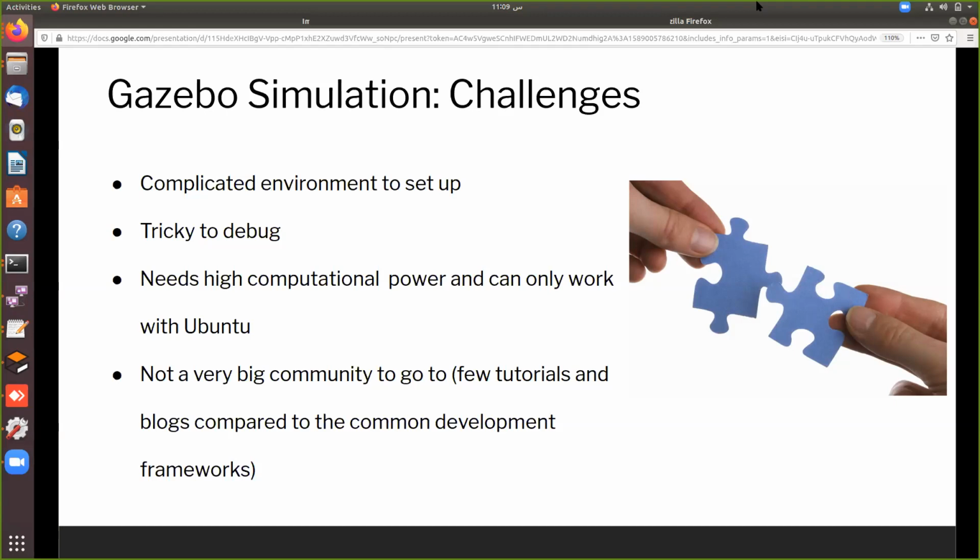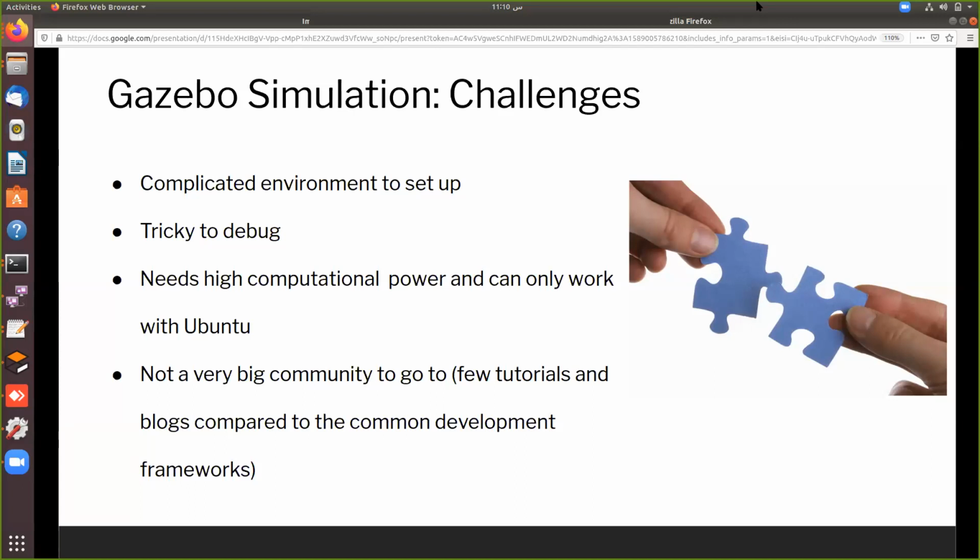Adding to all this, due to its complexity, Gazebo is not often well known to many developers, so it was challenging for us to get started with it without having any background or experts in the field to guide us when we get stuck. This also applies to the online community, where there aren't many tutorials or blogs that we're able to refer to, which is usually not the case in other common frameworks.